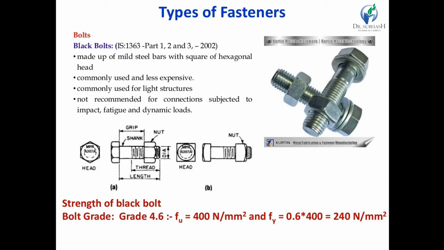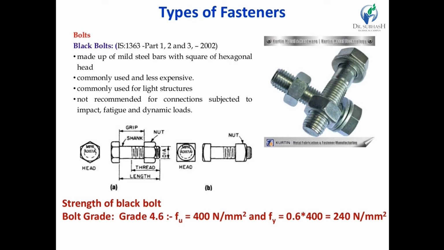In bolted connections, IS 1363 Parts 1, 2 and 3 cover the different properties and types of bolts. First we describe the black bolt. It is made of mild steel bar with a square or hexagonal head, so there are two options: either the head is square or it is hexagonal. These bolts are commonly used because they are less expensive.